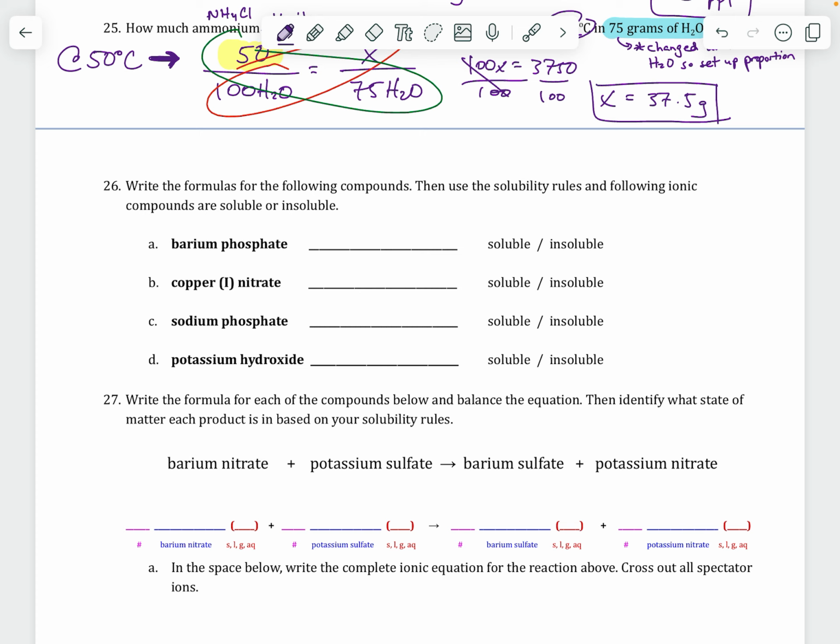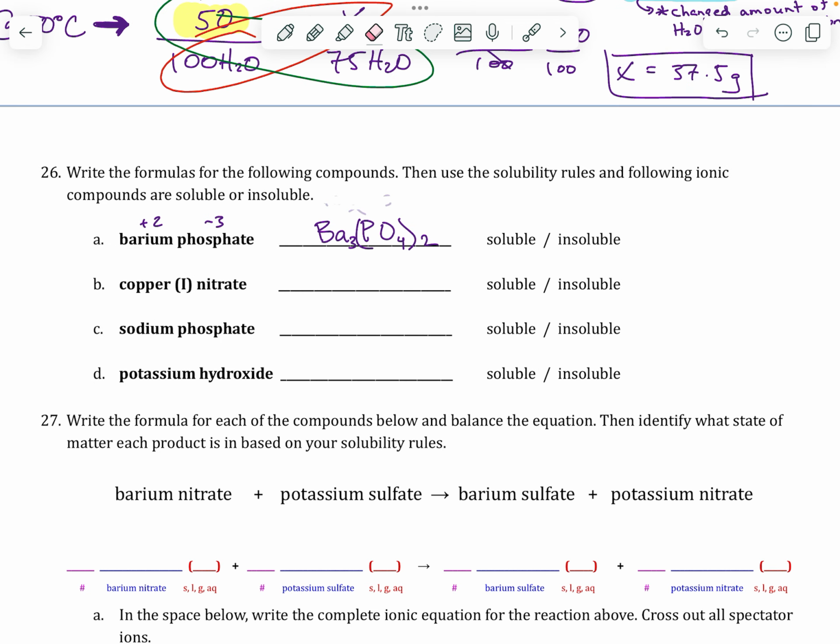examples of formula writing. Remember, for our net ionics, we are using ionic compounds. And so barium phosphate: barium +2, phosphate -3. Barium being a +2 charge and phosphate being a -3, we need to cross those numbers. And so my correct formula for this is Ba3(PO4)2. I can get rid of those charges up there once I get the correct formula.